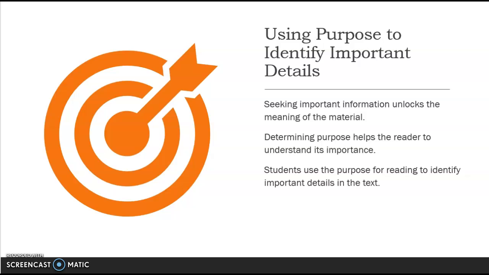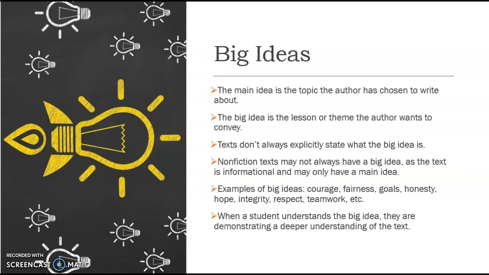Using purpose to identify important details, just seeking important information, unlocks the meaning of the material. And then determining the importance helps the reader to understand why it's important. And students use the purpose for reading to identify important details in the text, and to define big ideas.